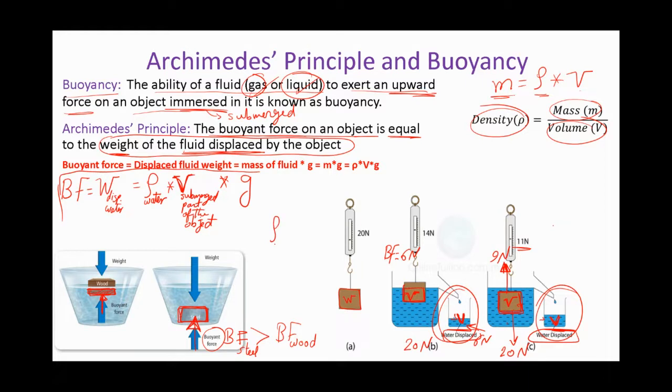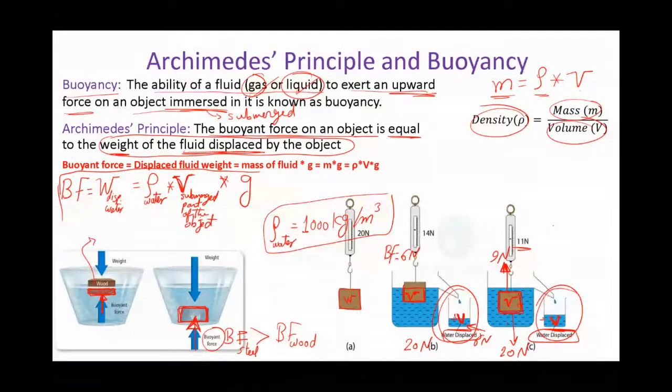What's the density of water, guys? Remember, density of water? It's 1,000 kilogram per cubic meter. What's the density of wood? Generally, we can say density of wood is almost 800 kilogram per cubic meter. So it's less than the water. That's why it floats.